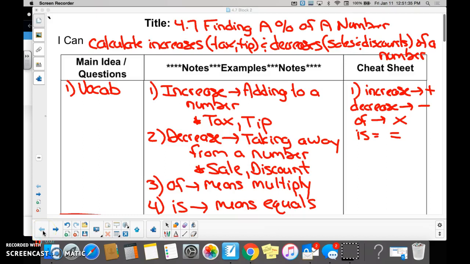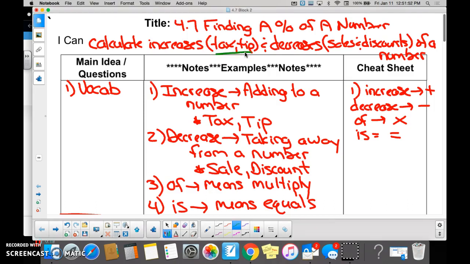Finding a percent of a number. I can calculate increases, tax, decreases, sales, interest of a number. Good. I'm not sure the microphone picked you up very clearly, Josh. But you guys, can you calculate increases? Yes. What are increases? Taxes. Well, that's just an example. There could be more, right? What are decreases? Sales and discounts.